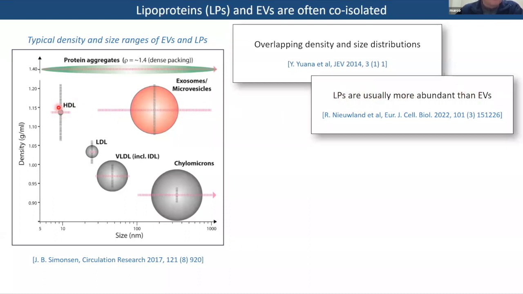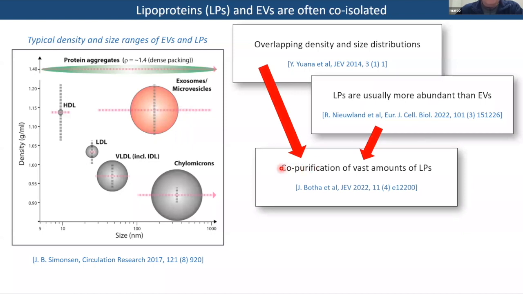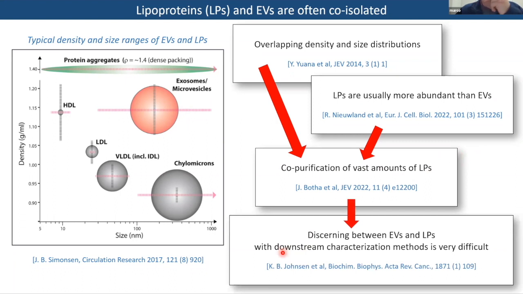We are talking about 10 to the 6 HDLs, individual particles for each EV as an estimate in blood, okay? And so all this concurs towards the co-purification of vast amounts of LPs. And to add insult to injury, very often it's very difficult to even notice that you have LPs, especially if they are so small in your sample, especially if you use bulk methods, okay?